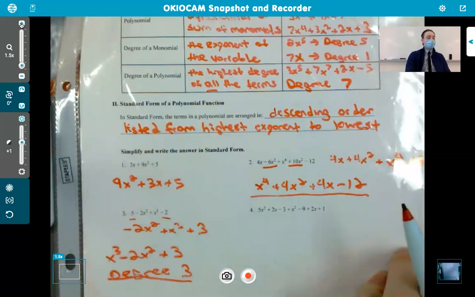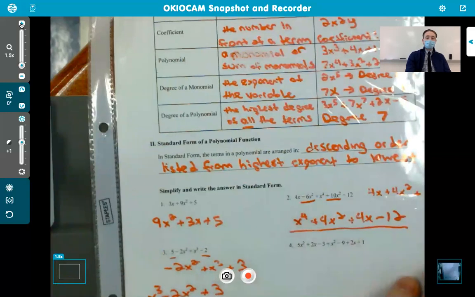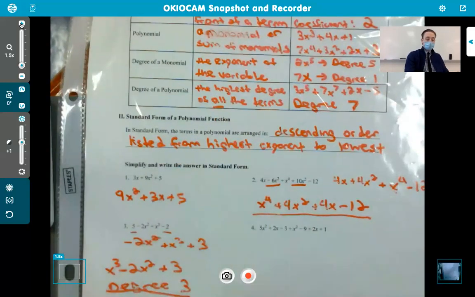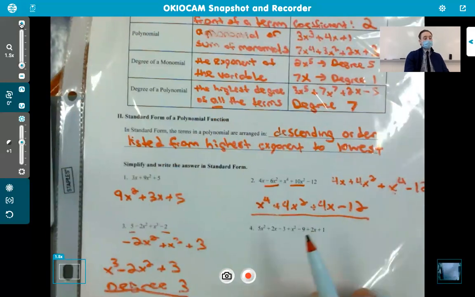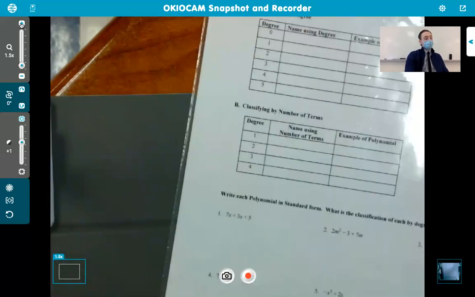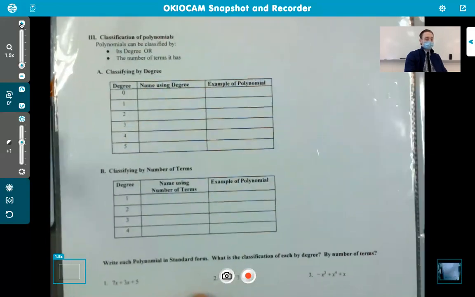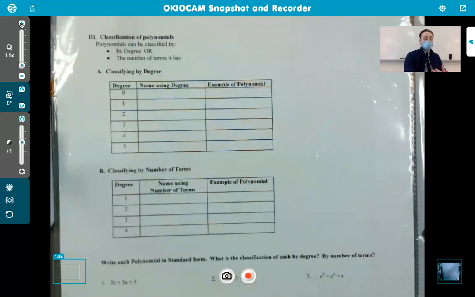We're going to skip over number 4. Does anybody have any questions about those examples? Pretty easy stuff, right? You combine like terms, list it from highest exponent to lowest exponent. Okay. Now we have a good understanding of standard form, so how we're going to write our polynomials and some of the terms that we might come across.